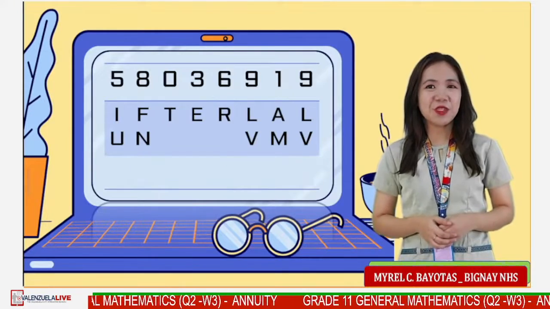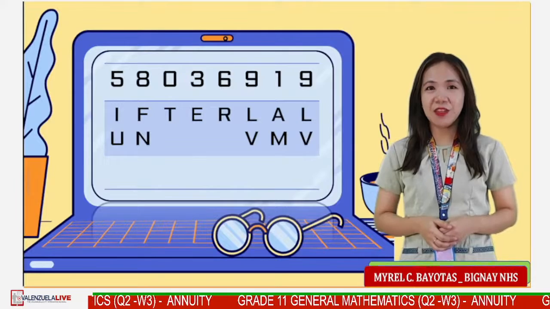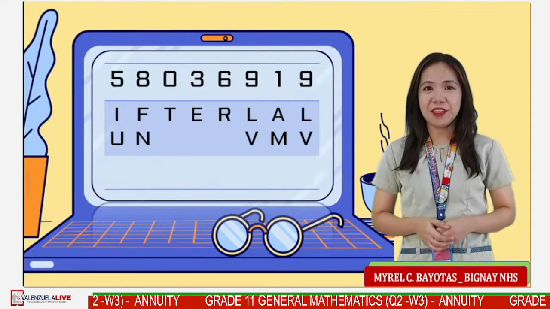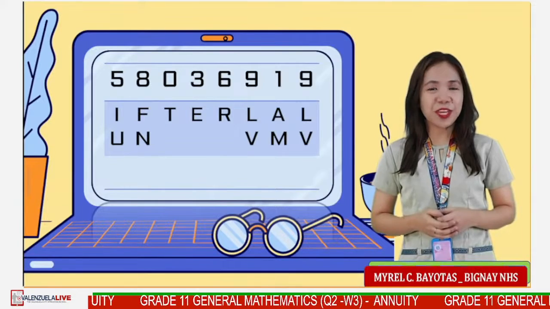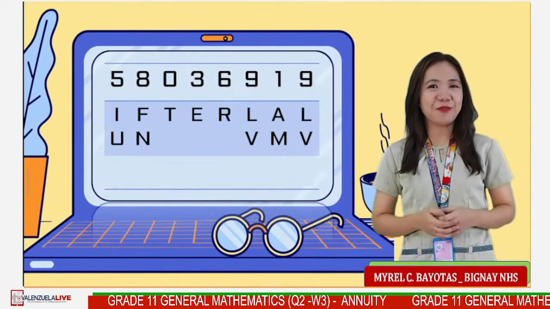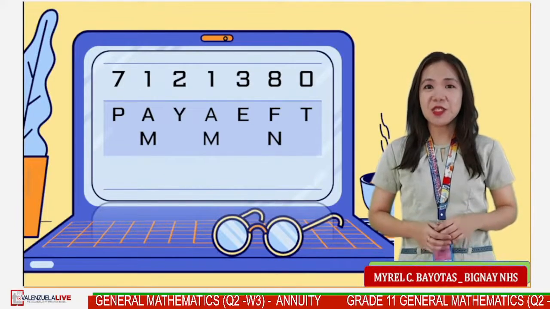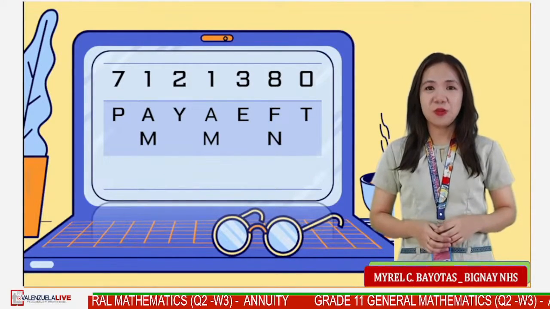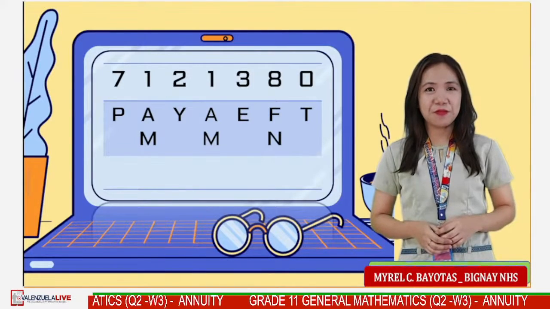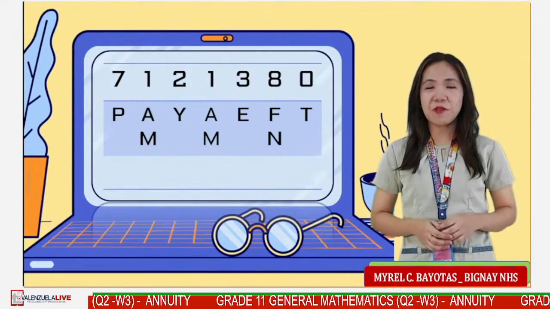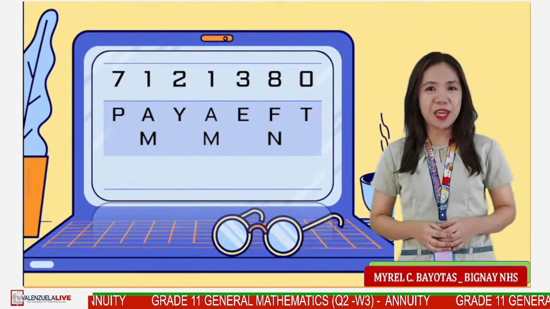We have the digits 5, 8, 0, 3, 6, 9, 1, and 9. Here are the corresponding letters. The right word is interval. Good job! Let's decode the third word. We have the digits 7, 1, 2, 1, 3, 8, and 0. The corresponding letters are flashed on screen. The word that we are looking for is payment.